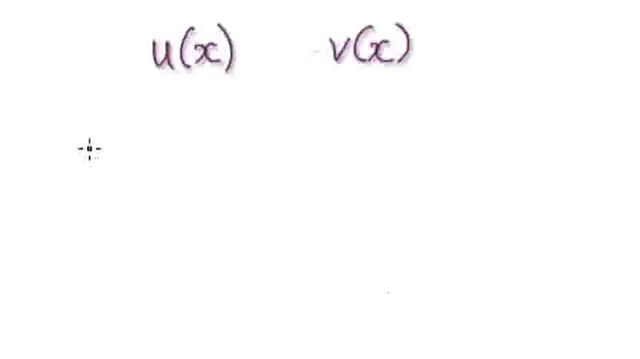Now we're going to move on to integration by parts. So suppose you have a function u of x and another function v of x. Now if you want to differentiate the product of the two, you would have to use the product rule.